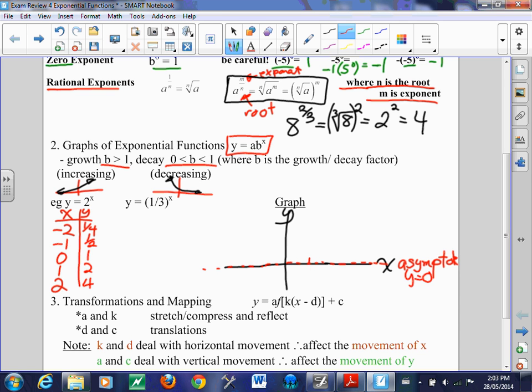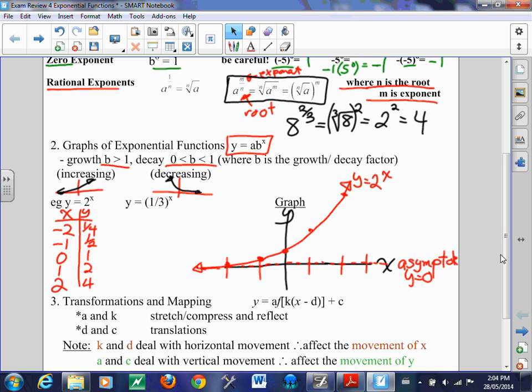So if I have 1, 2, 3. Okay, so at 0, it's going through 1. At 1, it's going through 2. And at 2, it's going through 4. And then it's going half at -1 and a fourth. Okay, so if I draw my line, nice curved exponential, and I'll call that y equals 2 to the x. That is an increasing function. As it goes from left to right, it's increasing.